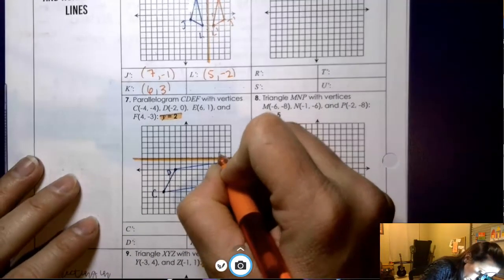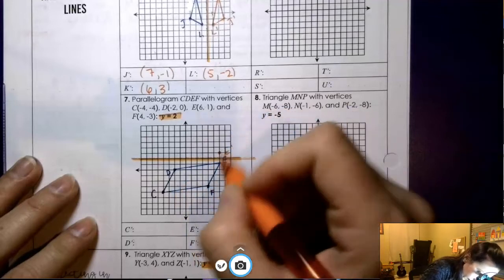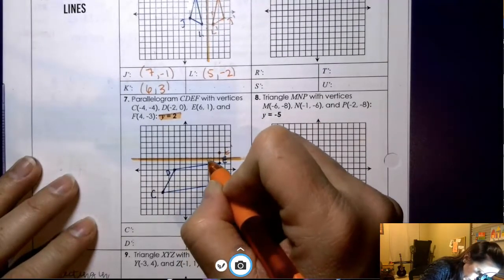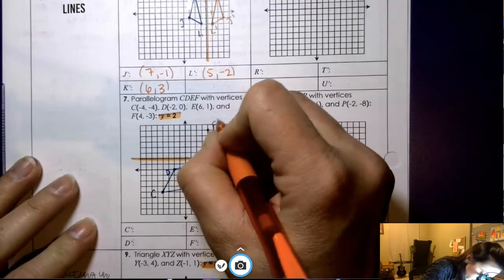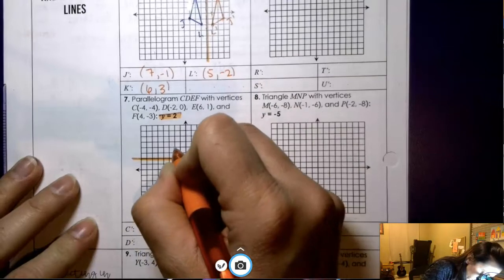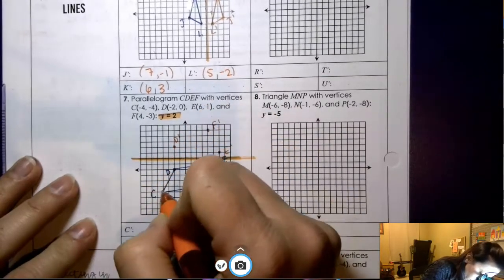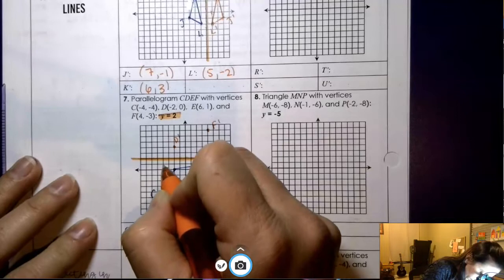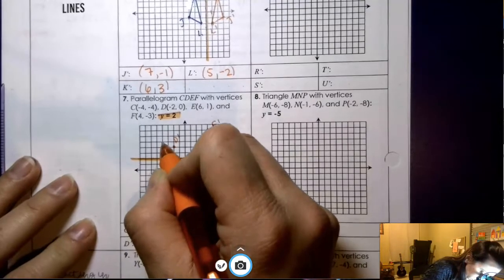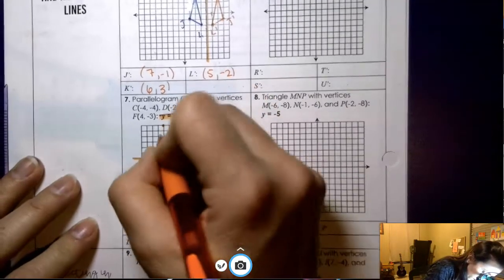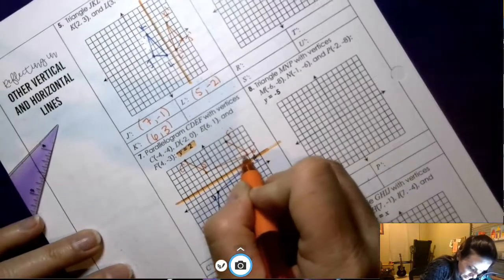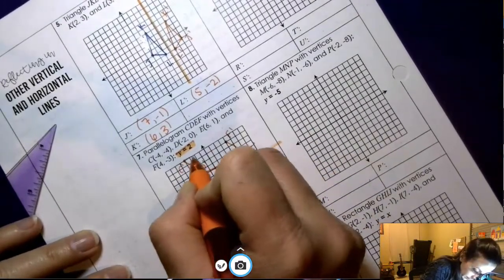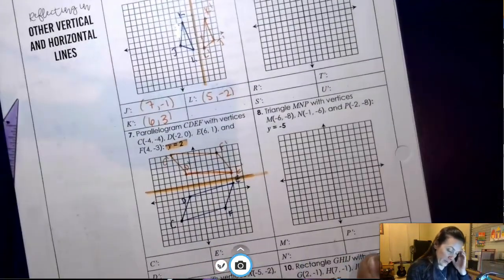Up 1, up 1. Up 1, 2, 3, 4, 5. 1, 2, 3, 4, 5. 1, 2, 1, 2. 1, 2, 3, 4, 5, 6. 1, 2, 3, 4, 5, 6. Again, use your straight edge if you want to be super straight. Oh, and mine's a little bit crooked.